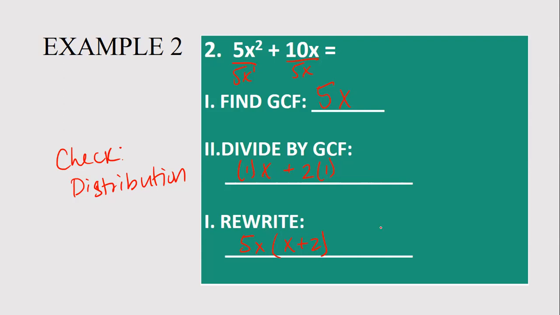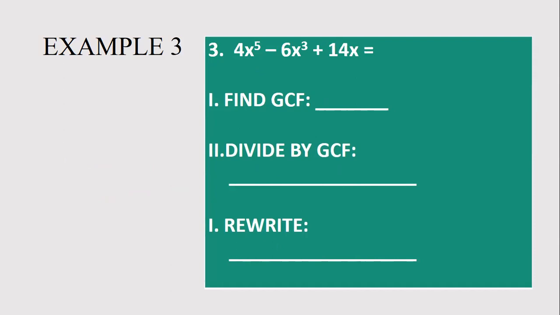Now, another way you know that you found the greatest is if these two terms have nothing in common remaining. X and 2 have nothing in common. So I know that I found the greatest. Does that make sense? All right. Let's try again. Here you go. 4x to the 5th minus 6x cubed plus 14x.